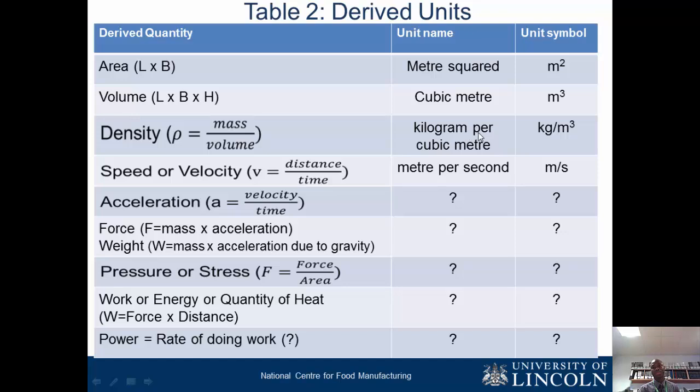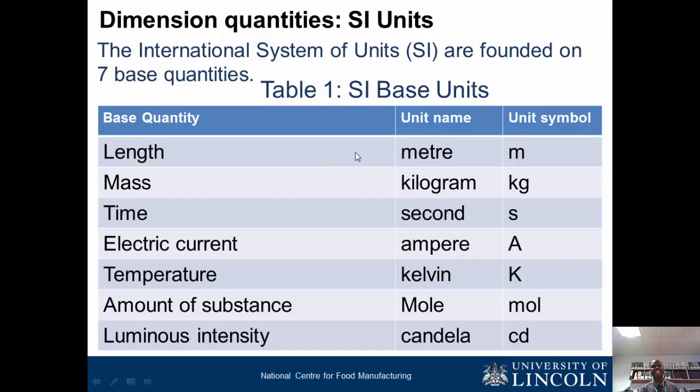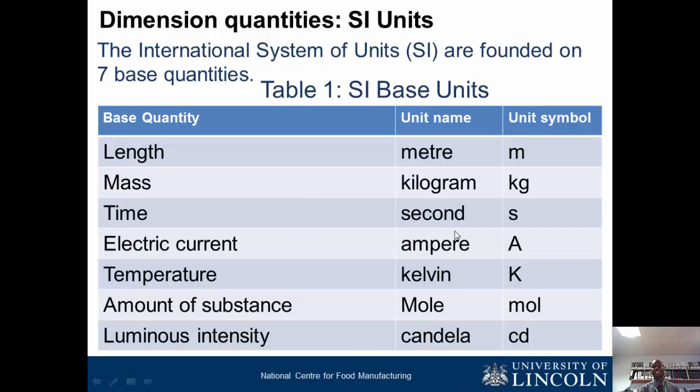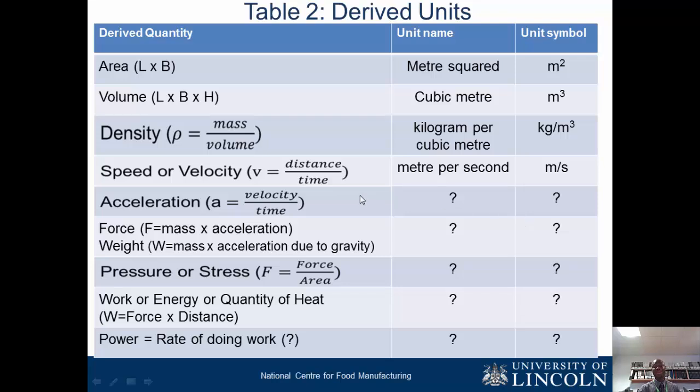Now velocity or speed is defined as distance over time, and we know from the previous slide that our distance is measured in meter. Distance can be length, breadth, or height, so it's measured in meter. Our time is measured in seconds. So our velocity or speed will be meter divided by seconds, that is meter per second.